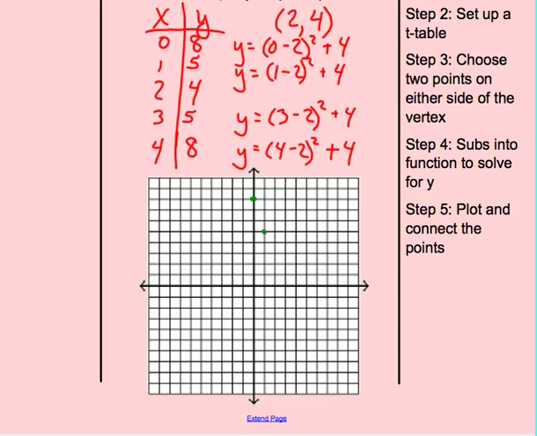2, 4. Now remember, 2, 4 was our vertex, so now that's our turning point. So our parabola should start to go back up after our vertex. 3, 5, and 4, 8. So I'm going to make one smooth curve. I'm coming down to meet the vertex and then turning to go back up. Again, make sure you've got a nice curve there at the vertex, not a point.